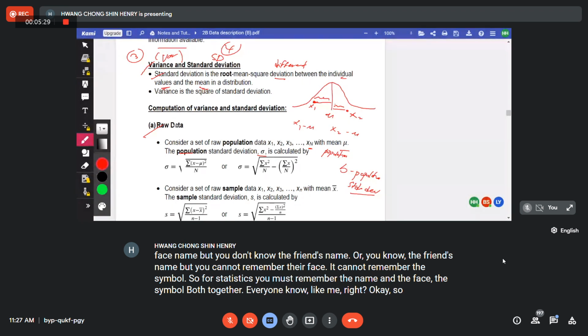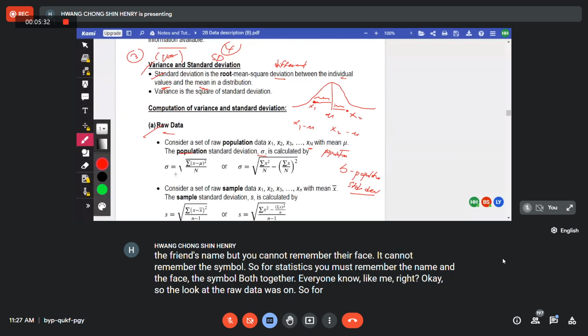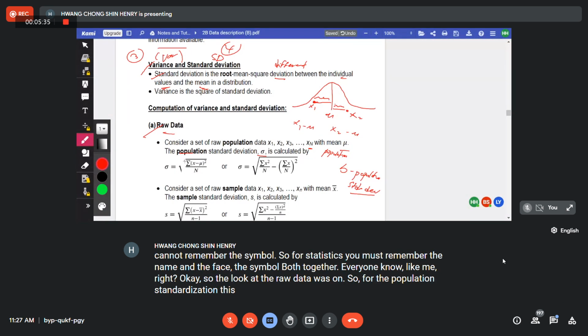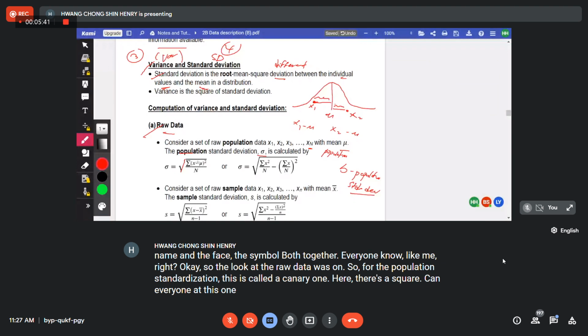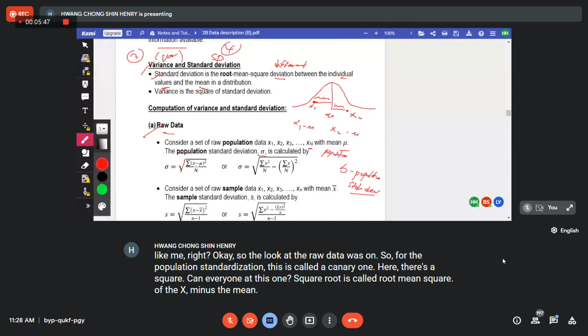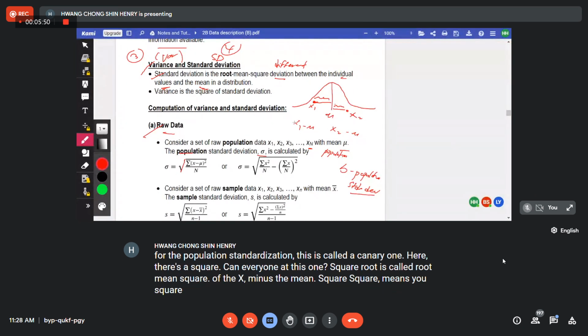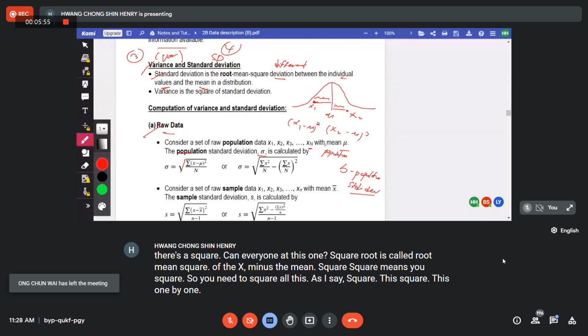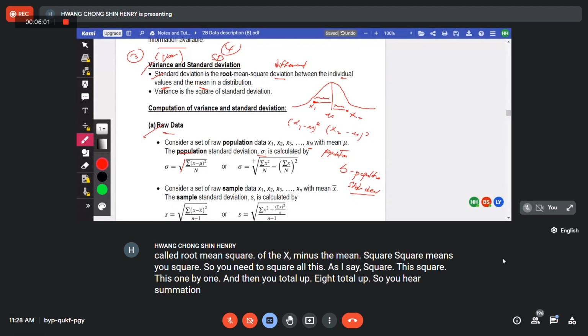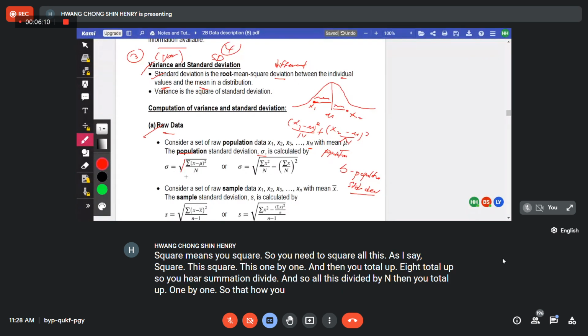Okay, so look at the raw data first. For the population standard deviation, can everyone put a square root here? It is called the root mean square of x minus the mean, squared. Square means you square all of these, one by one, and then you total up. So we put the summation here, divided by n. So all of this divided by n. That's how you get the formula.